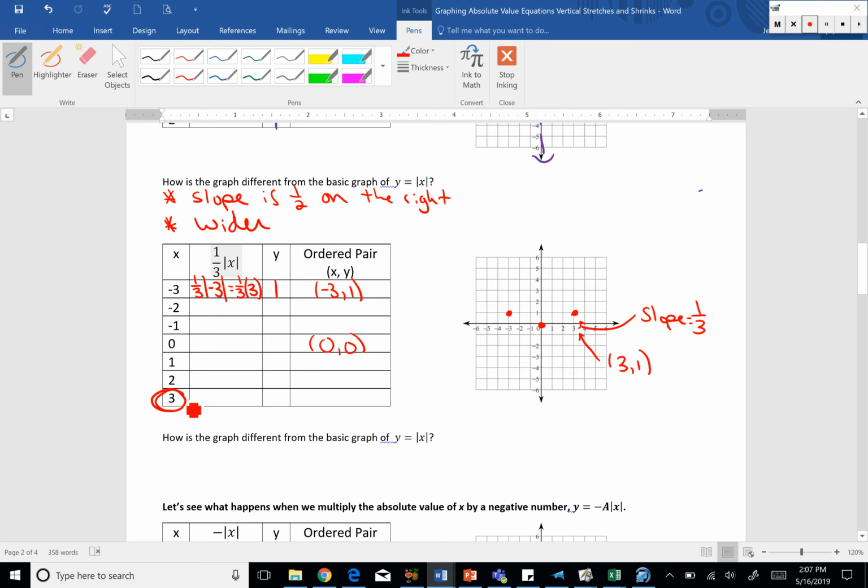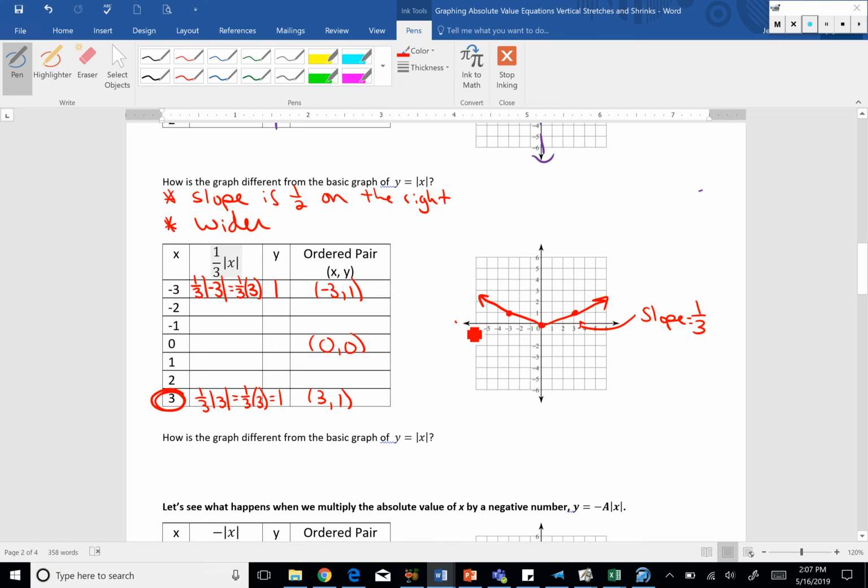So here's where my x is 3. Let's see if we get a 1 out. Here's where my x is 3. And lo and behold, we do the work, and we do get 3, 1. Our slope was 1/3. Our slope was 1/3.